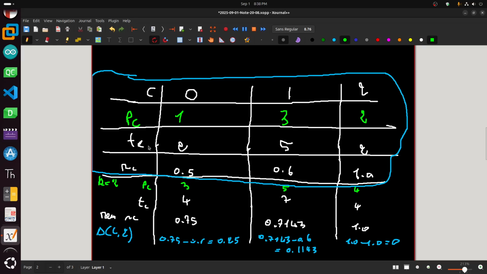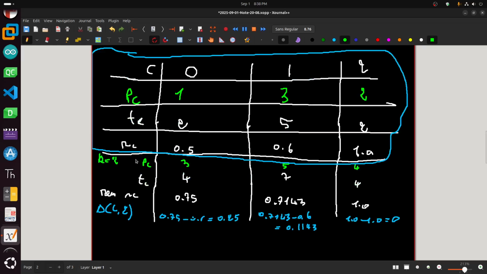Let's say that we will add k equal to 2 for each class. So this student will pass the exam also. We have to add it to PC. So the PC of the first class is 3, 1 plus 2 is 3. For class 1, 3 plus 2 is 5. For class 2, 2 plus 2 is 4. And also the total students in each class will increase by 2: 4 here, 7 here, and 4 here.